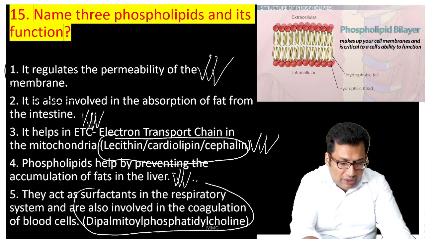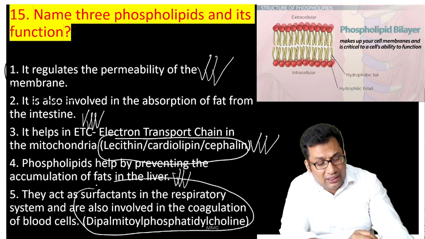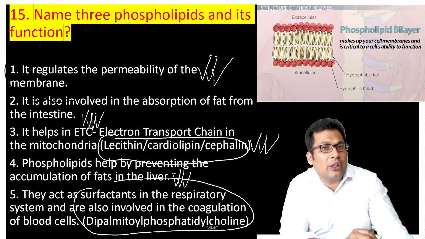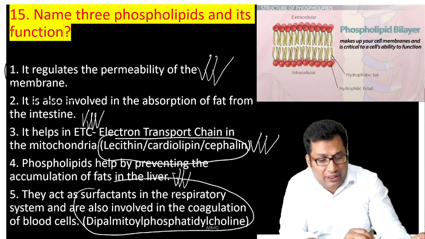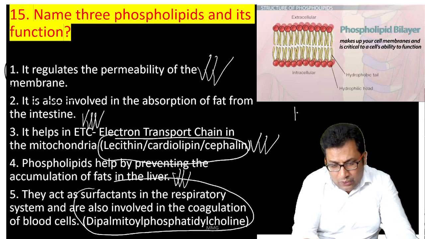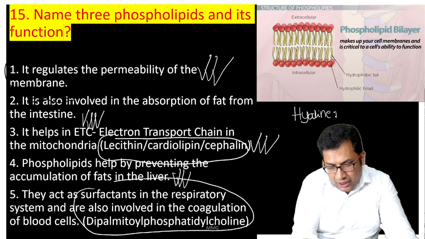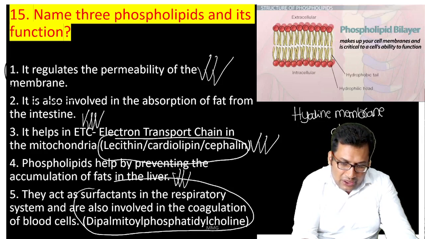So what does the surfactant contain? It contains dipalmitoyl phosphatidylcholine. So that is the very important phospholipid present in the surfactant. And deficiency causes what? Hyaline membrane disease.